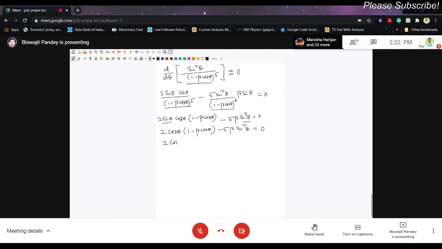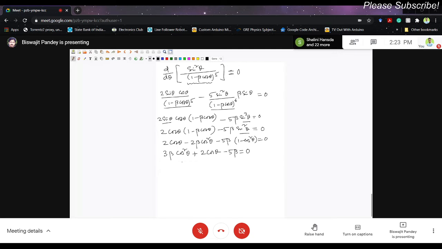That will give us twice cos θ minus twice β cos² θ minus 5 β sin² θ, and I'm writing sin² θ as 1 minus cos² θ, so that I can write all of them in terms of cos θ. That gives us thrice β cos² θ plus twice cos θ minus 5 β equal to 0.